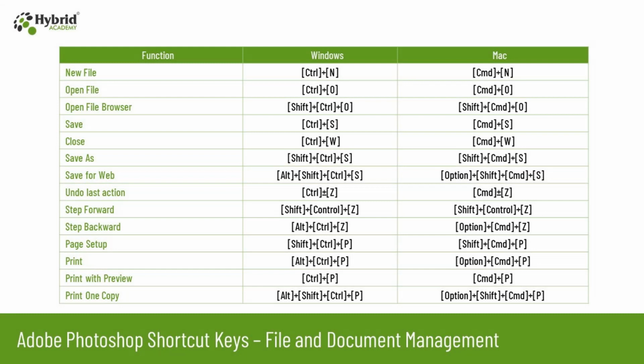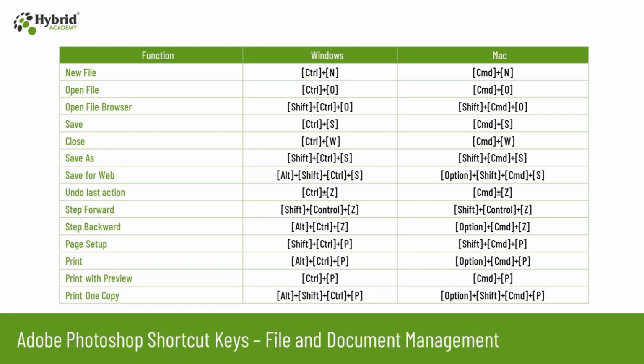These are the shortcut keys related to file and document management. Some of them are very common to other software also. For example, new file is Ctrl N, open a file is Ctrl O, save a file is Ctrl S, close is Ctrl plus W.